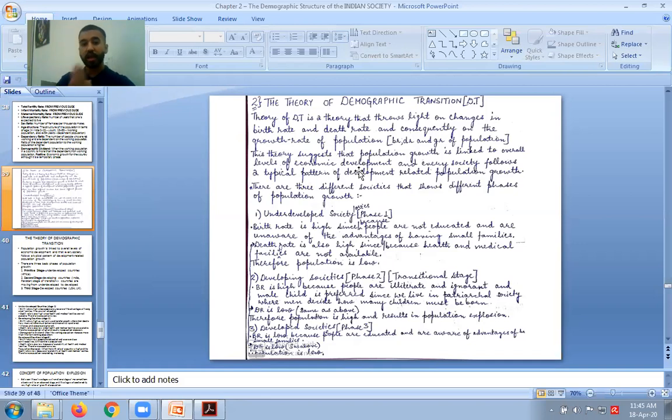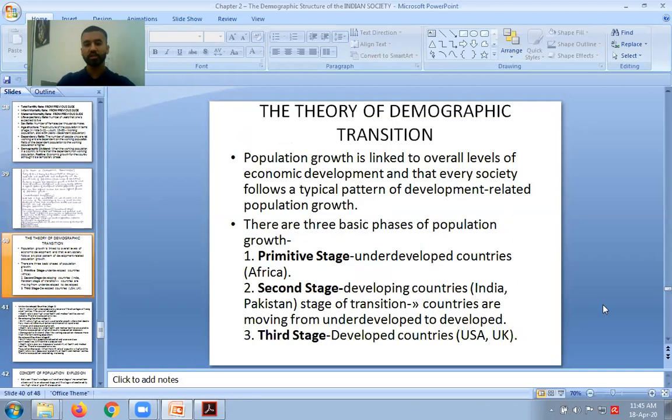All right. Now there is one concept that comes out of the second phase, that is the developing phase, or the stage of developing. And what is that concept? Population explosion. Right now we're going to understand population explosion. Okay, so this is also the theory of demographic transition. Primitive stage, second stage, third stage, they are also the same that I've taught you just now, right?